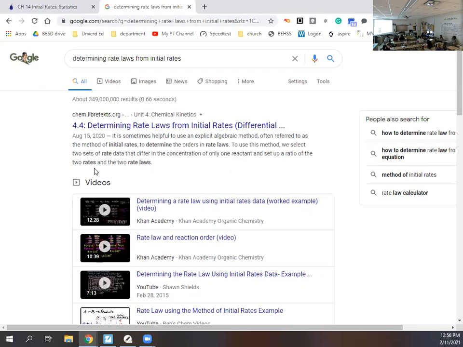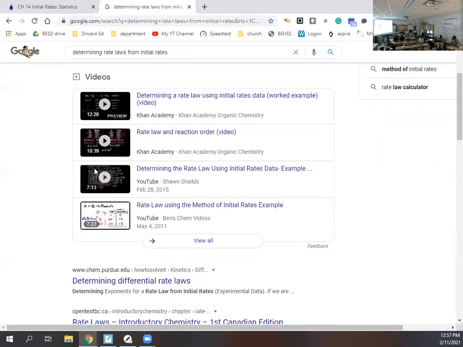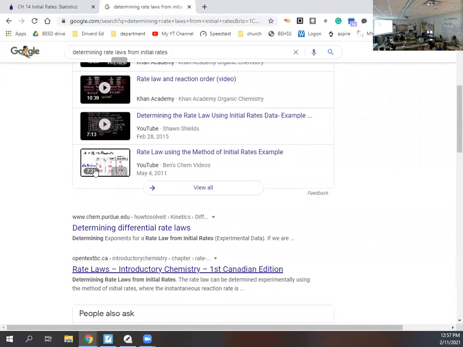Okay, if you're like, man, I need more practice on this, I have no idea what I'm doing. Well, look at this. Determining rate laws from initial rates. There's multiple videos. There's my class videos. There's multiple. Usually anything from purdue.edu I love. Let's see what it looks like. Sometimes it's over our head. It looks like it doesn't want to load. I swear it should. There you go.